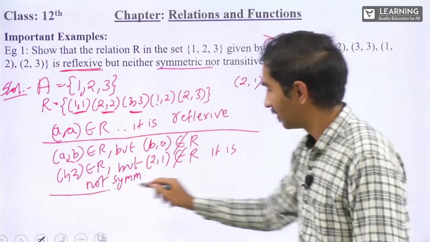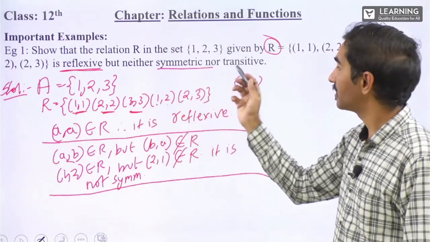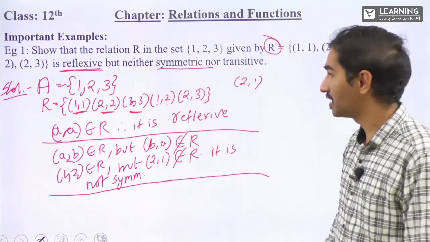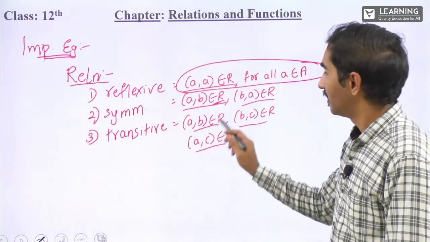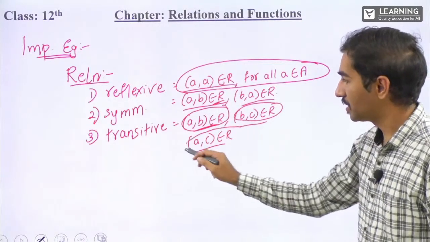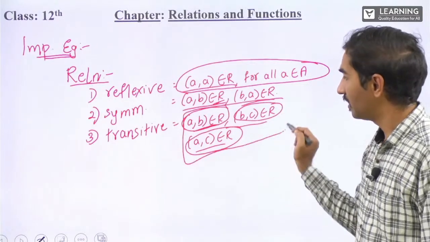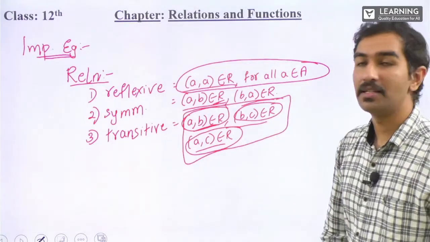Okay. Next. So it is not symmetric, we proved. Next, it is not transitive as well. So transitive means what again? If (A, B) belongs to R, (B, C) belongs to R, then (A, C) also should belong to R. If this condition is satisfied, then we can tell that the relation is transitive.